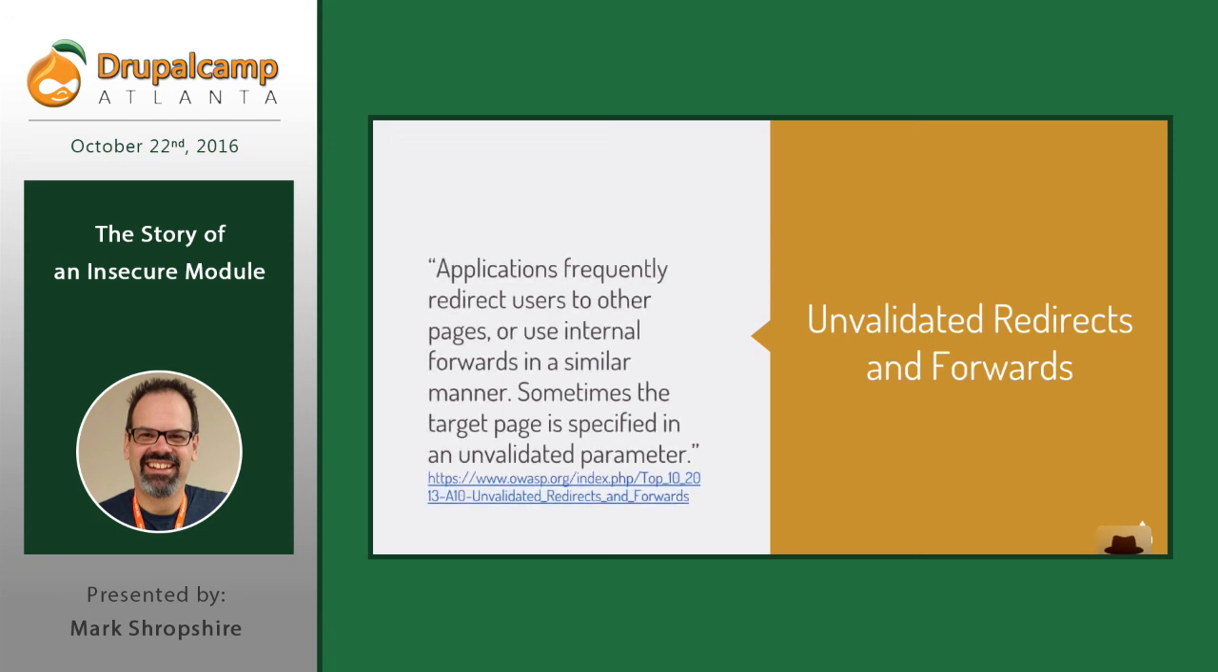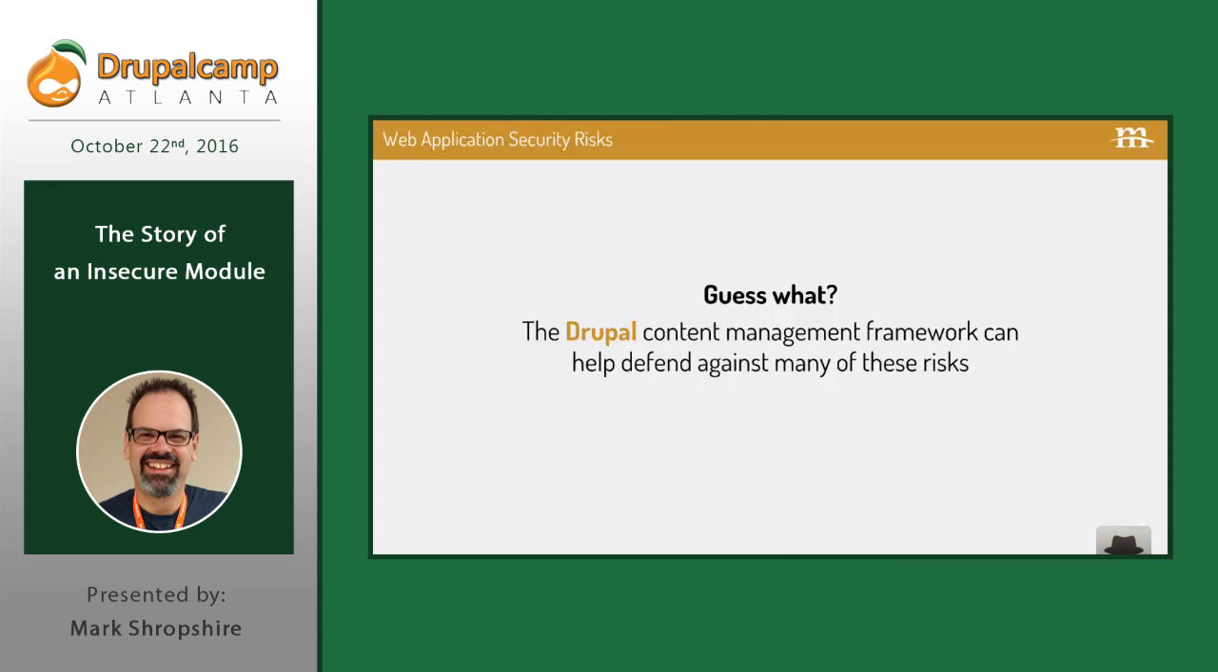Unvalidated redirects and forwards. So in web, redirects happen all the time. Forms are submitted, and you go to other pages. But this is a situation where you allow users to land on a page through a forward process, and maybe they're not supposed to. Maybe they shouldn't be there, or maybe they're seeing data they shouldn't. So definitely another issue that can happen.